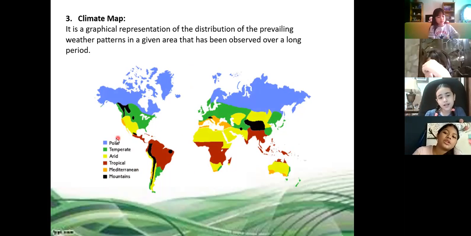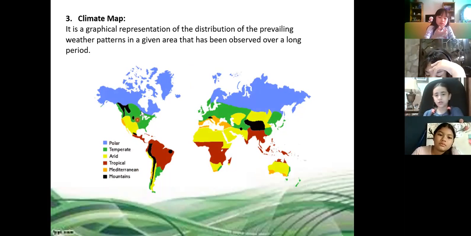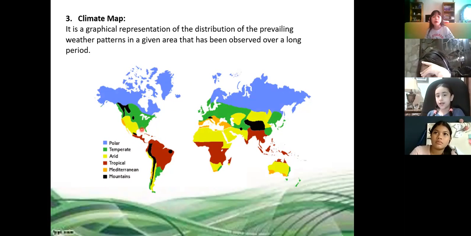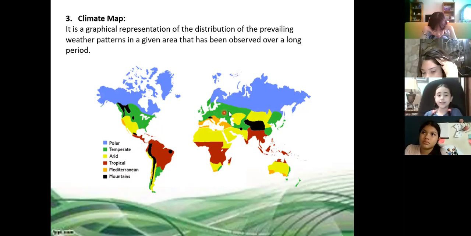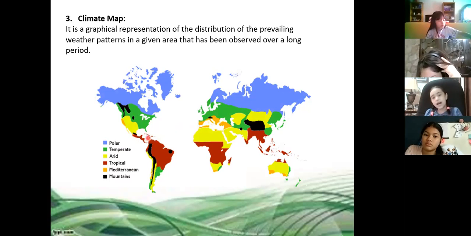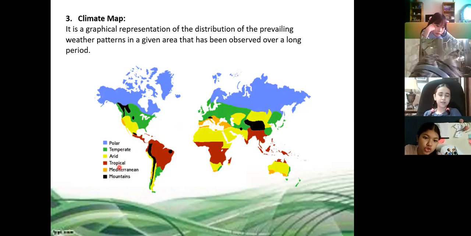The world. For example, here we have the color blue, which is the polar climate. It has been observed for a long time, and through this map they represent how the climate is in those places. Look here in the United States, where you see that it's also green. It's temperate. We have different countries with this color. What about Honduras? Which color is Honduras here? Red. It's red, tropical. It's tropical, that's right.